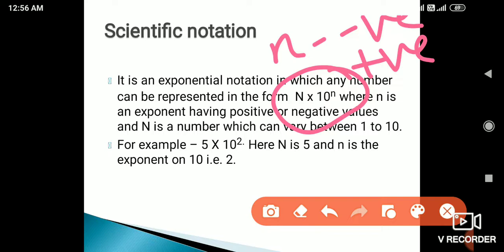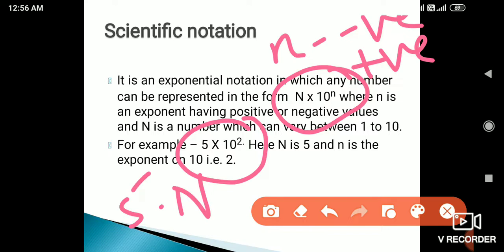So how can we say? Let us understand with the help of an example. Like if you see a number that is 5 into 10 to the power 2, where 5 is capital N, because this number has been represented in the scientific notation. 5 is N and 10 is the base on which the exponent, or power, that is 2, and this 2 resembles small n. So this number has been written in the scientific notation.